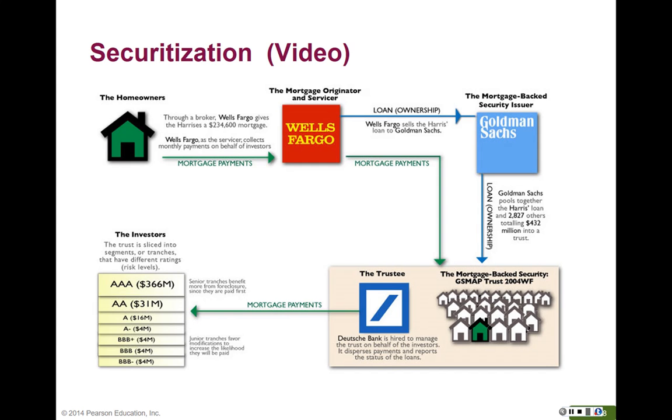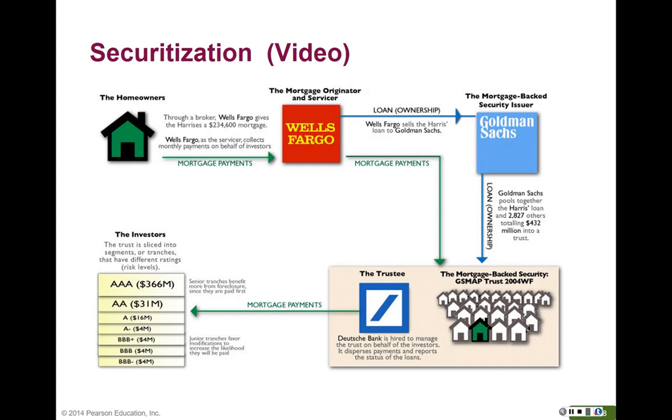Many of you may argue Wells Fargo gets money from the depositors, from the deposits people make into the bank. If you answer the question like this, in the past the answer was right, but nowadays your answer is wrong. Why? I'm going to explain here. After Wells Fargo issues the loan to Harris, Wells Fargo actually sells the loan to Goldman Sachs in this picture.